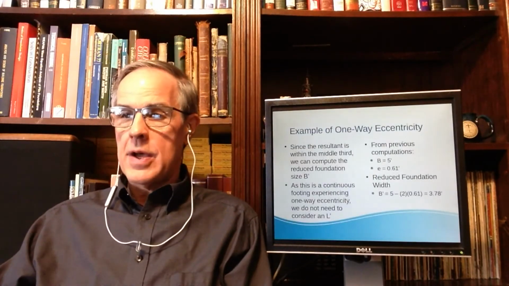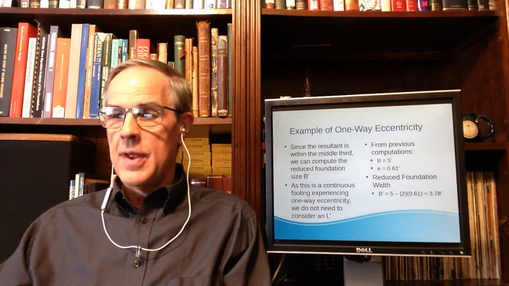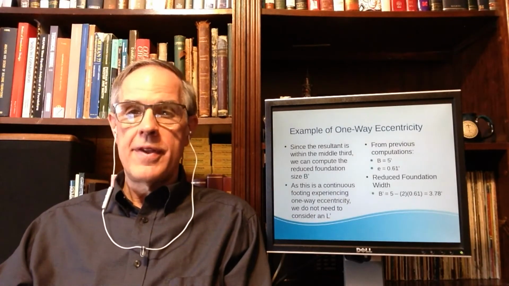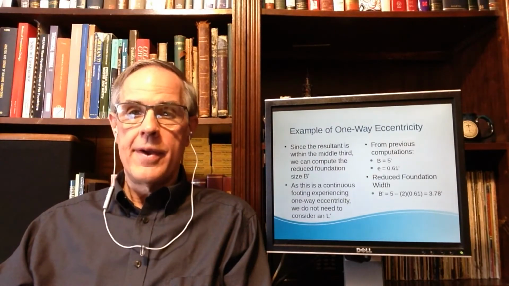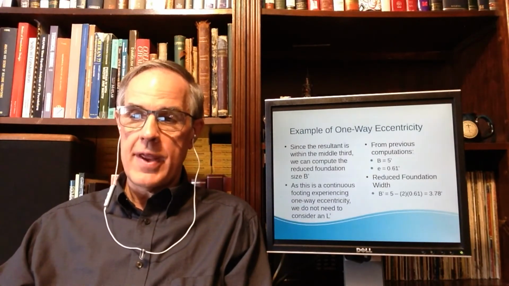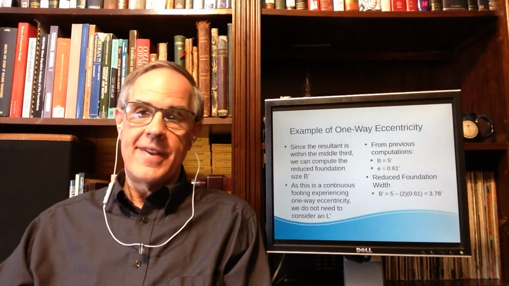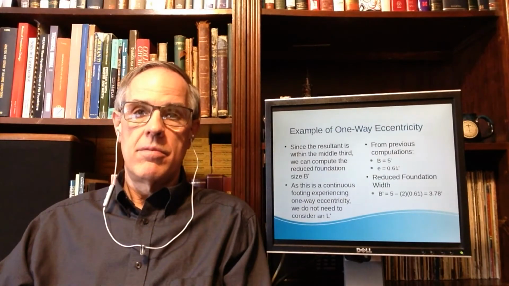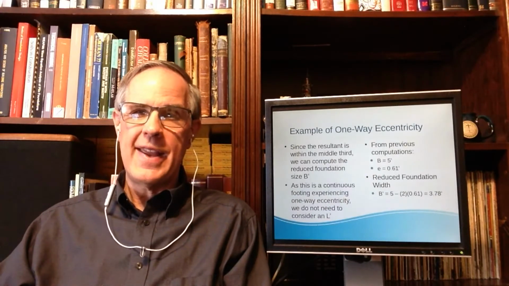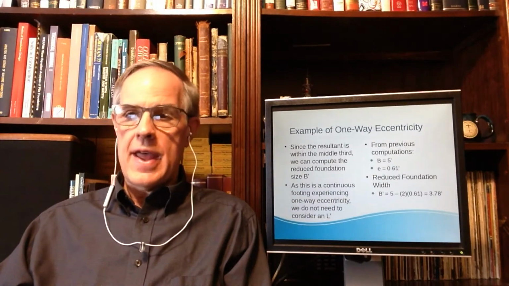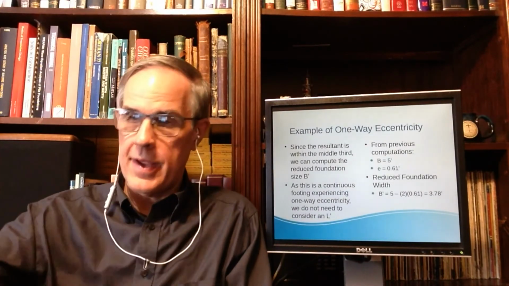Now, how about the reduced foundation? That's pretty easy since it's in one direction. B is 5, E is 0.61. You plug and chug into the formula that I showed you earlier, and you get B is equal to 3.78. Since it's a continuous foundation, we don't need to consider the effects of length, so we're done. And that's how you compute the reduced. So in other words, you would subsequently analyze this foundation as 3.78 feet wide rather than 5. And we're going to get into the ifs, ands, or buts of that later.